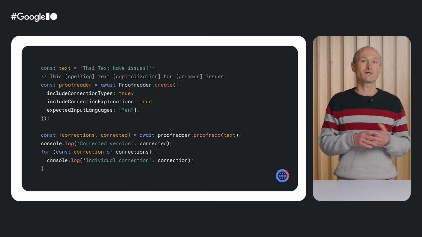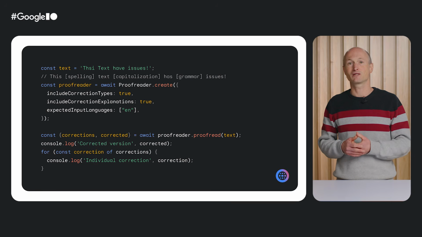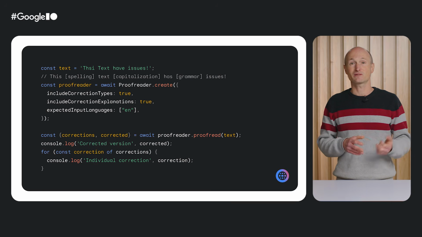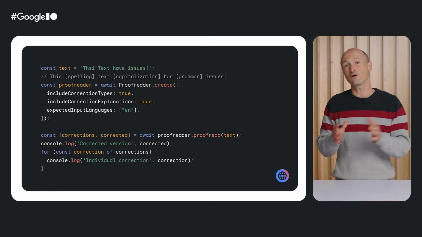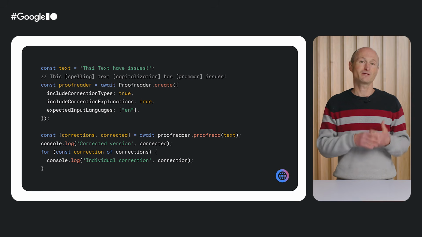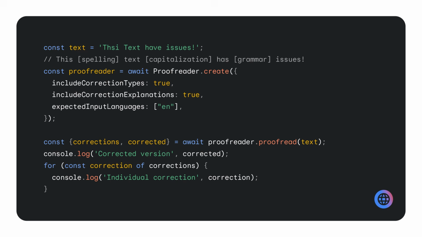So how do you use this API? Of course, first you need a text with spelling issues, like this. Next, you instantiate the proofreader, which, remember, consistently, as with all the other APIs, works with the create function. In this example, I pass additional options to tell the API to include the correction types and explanations for the corrections. And I prompt the API to expect English as the input language.